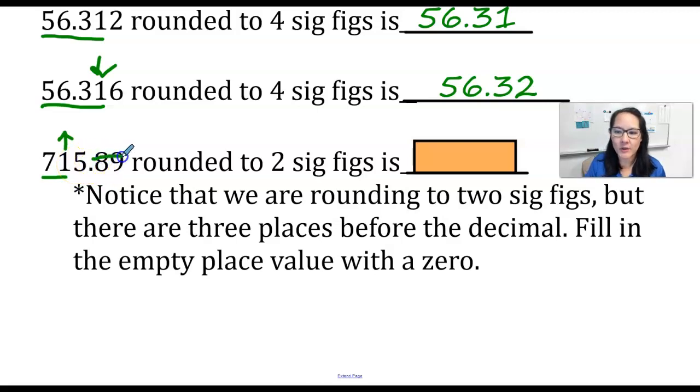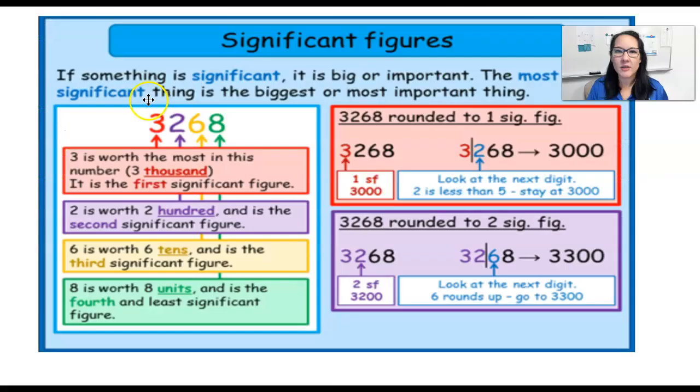However, everything after the decimal can be dropped off. So we're going to round this up to 720 and get rid of everything that follows the decimal. And so our answer is 720. Notice that we are rounding to 2 sig figs, but there are 3 places before the decimal. Fill in the empty place with a 0.